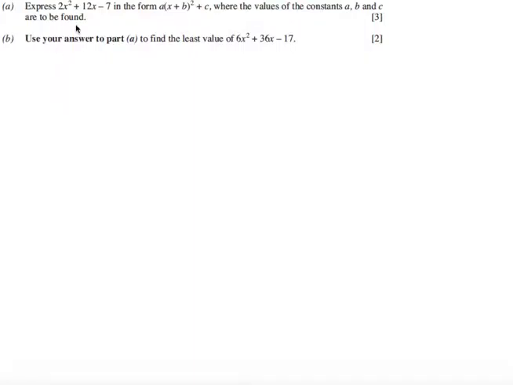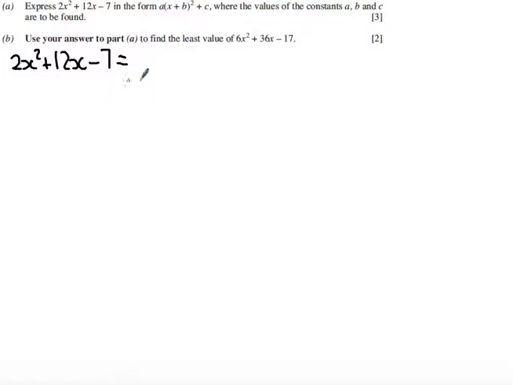Express 2x squared plus 12x minus 7 in the form a(x plus b) squared plus c, where the values of the constants a, b and c are to be found. Okay, well, looking at 2x squared plus 12x minus 7. First thing we want to do is have a single x squared so I can complete the square, because that's how we're going to get into this form a(x plus b) squared.